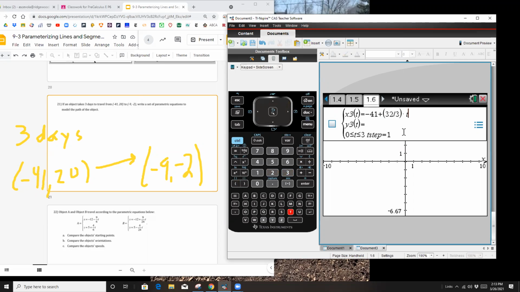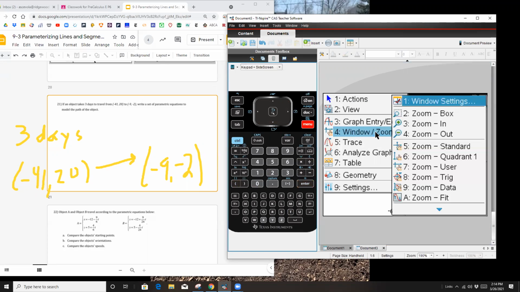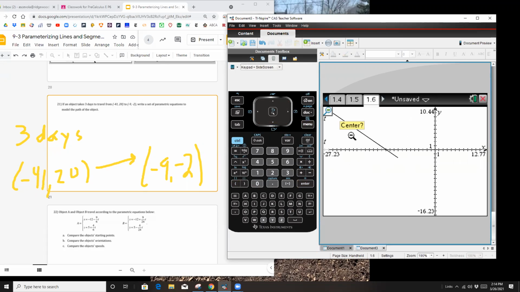And then times t. And then for the parameter y in terms of t, the starting point is negative 41, 20. So the starting y coordinate is 20 plus the change in y. From 20 to negative 2, that's going to go down 22. So negative 2 minus 20 is negative 22, divided by 3, and t. All right, and I'm going to zoom out a little bit to see that.